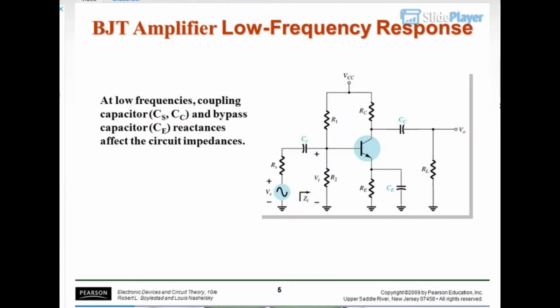4. BJT amplifier low frequency response. At low frequencies, coupling capacitors CS, CC, and bypass capacitor CE reactances affect the circuit impedances.